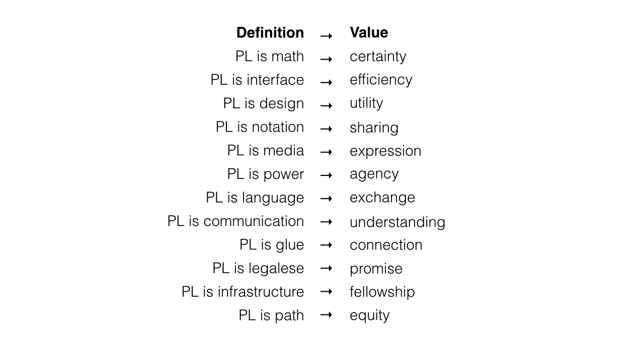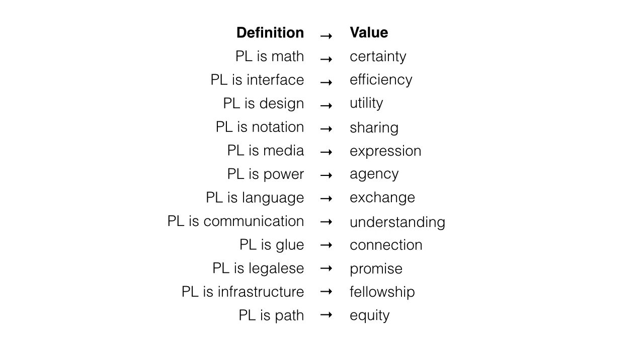Each one prioritizes really different human values. Math prioritizes certainty. Interface prioritizes efficiency. Design is about utility. Notation is about sharing. Media is about expression. Power is about agency, having freedom and independence. Language is about exchange, communication, understanding, glue, connection. Legalese is about promises. Infrastructure is about fellowship. And paths are about equity.